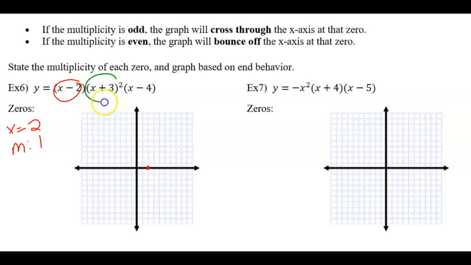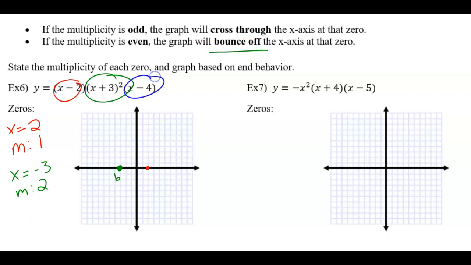This factor, if I set x plus 3 equal to 0, I would get x equals negative 3, but that has a multiplicity of 2 because that factor is squared. So what I like to do is I'll plot that x-intercept, but then I will put a little lowercase b next to it to remind myself that when I get to that x-intercept, the graph is going to bounce.